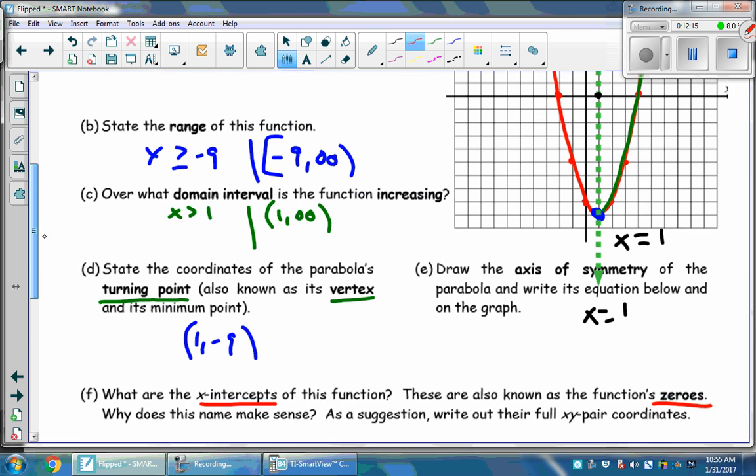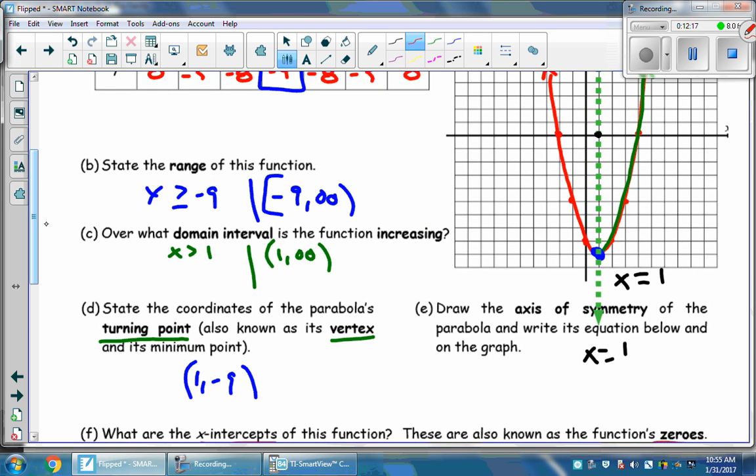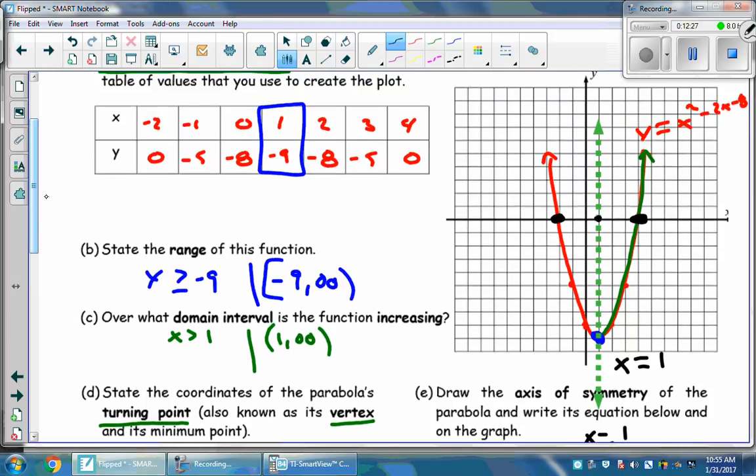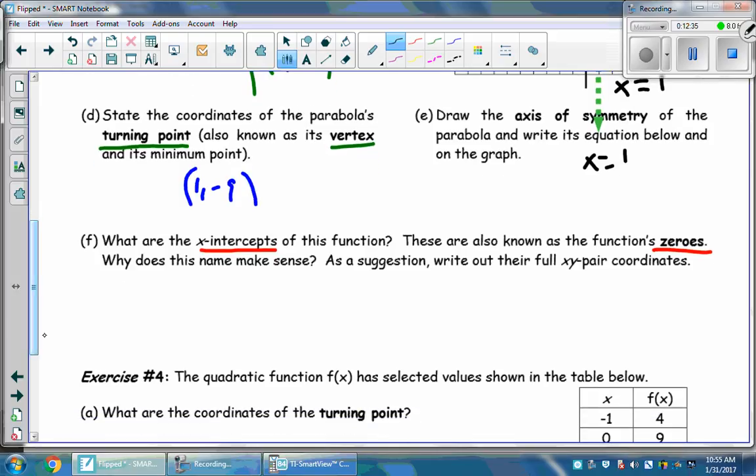So what I would do is go back to my graph and simply identify where the graph hits the x-axis. Well, the graph hits the x-axis obviously here and there. So those are my zeros, those are my x-intercepts. And if you look at your table, you can identify them as well by finding y values that are equal to 0. So (-2, 0) and (4, 0) would be the roots, the zeros, the x-intercepts. So again, that would be (-2, 0) and (+4, 0).